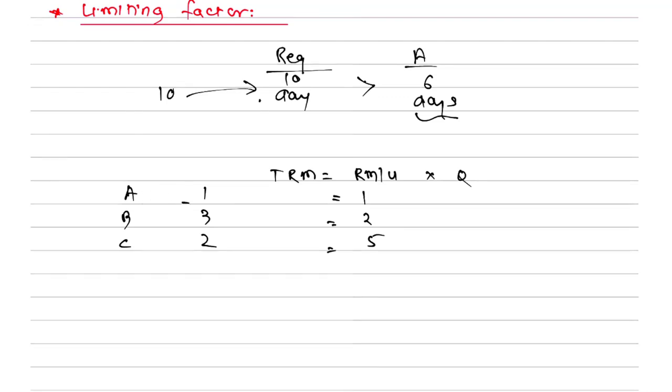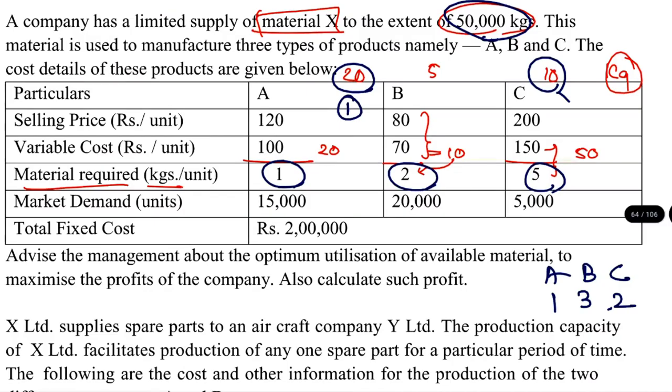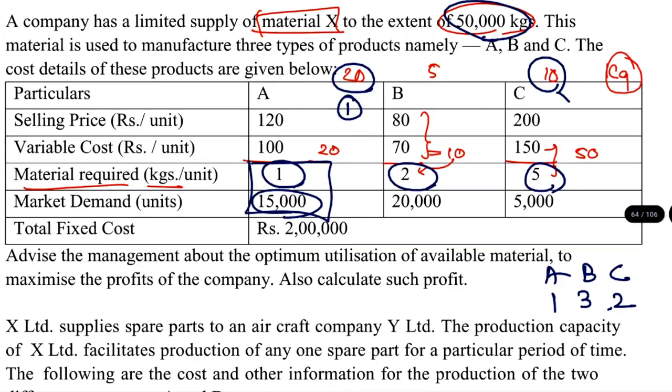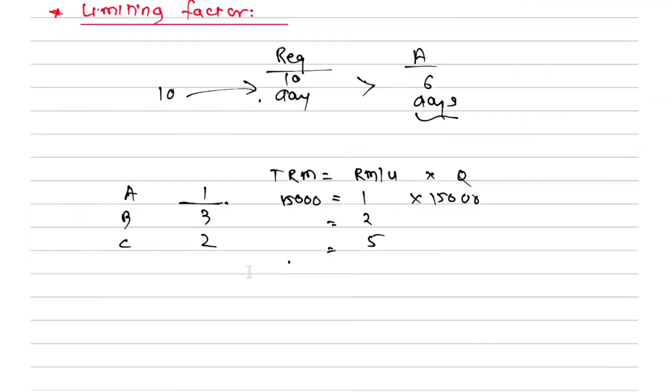Achha, ranking number 1. So first you will produce A, you will fulfill A's market demand. What is A's market demand if you see? 15,000. Let us produce 15,000, so how much will be consumed? 15,000 into 1. So if I produce 15,000, it will consume 15,000. And how many kgs do I have? 50,000 kgs I have. So out of 50, I have utilized 15 for A.